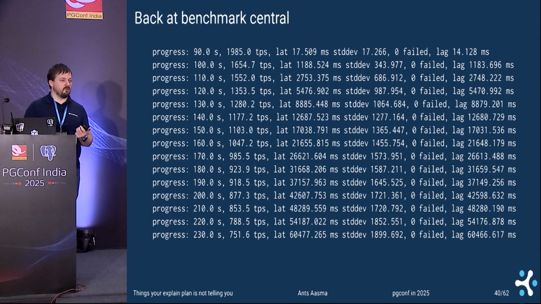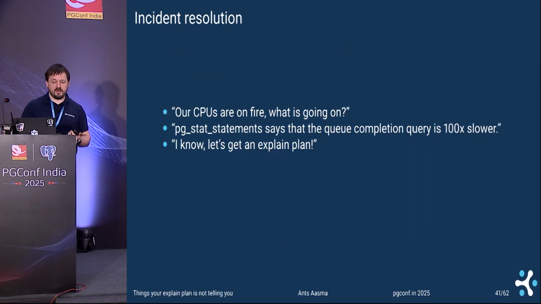And now what happens with the benchmark is that things go south pretty quickly. Within 2 minutes, we are already a minute behind. And the transactions per second rate is falling and falling and falling. So if this were a real system, this is when we would get the call: help, the server is on fire, can you make it work now? And because we are good operations people, we have pg_stat_statements monitoring set up with pgwatch, and we can check it to see that the reason we are slow now is that the queue completion query is 100 times slower. And what do you do when you have a slow query?